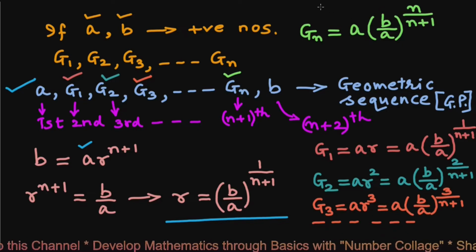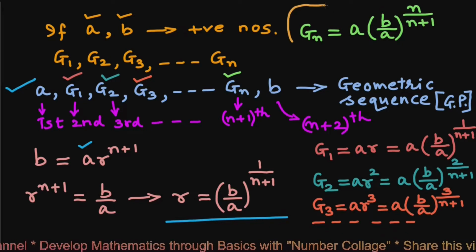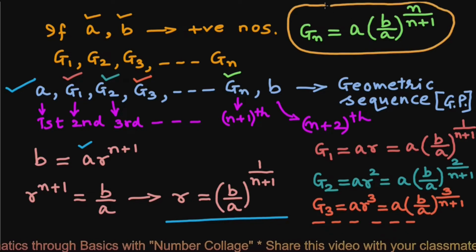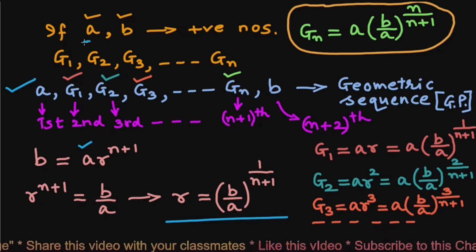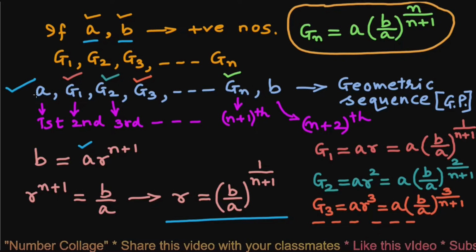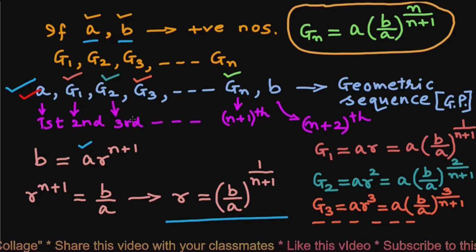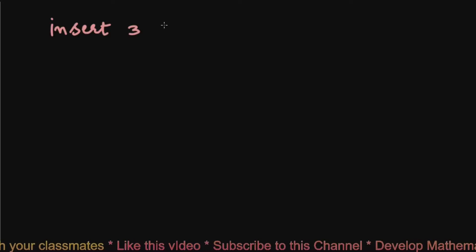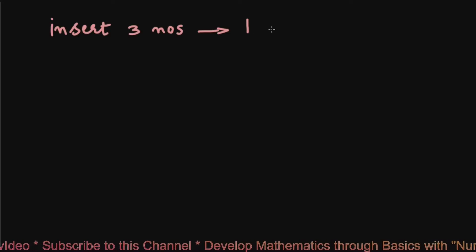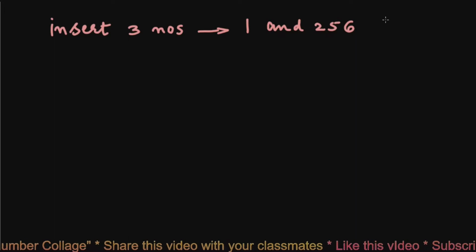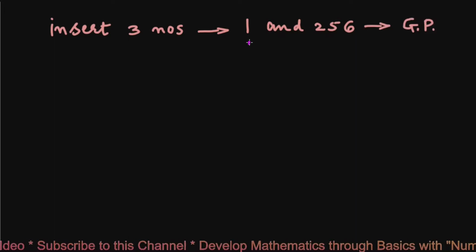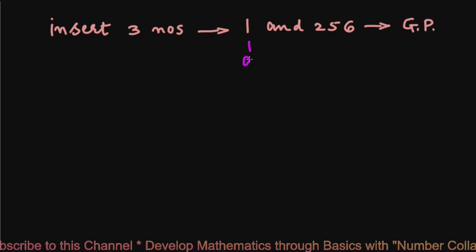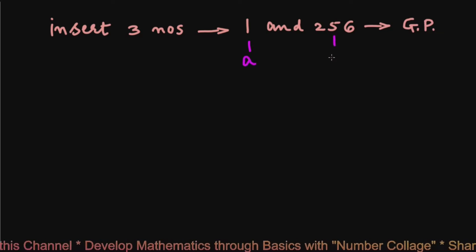Now we will see how we can use this formula to insert required numbers between the two positive numbers a and b, so that this sequence will be a GP. Suppose we want to insert three numbers between 1 and 256, so that the resulting sequence becomes a GP, where this 1 is a and this 256 is b.